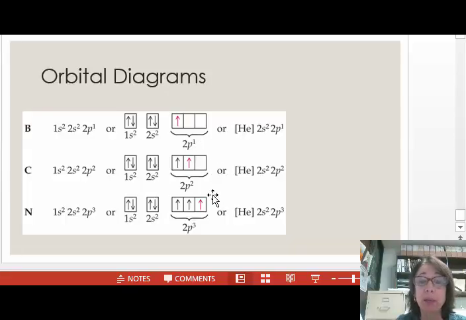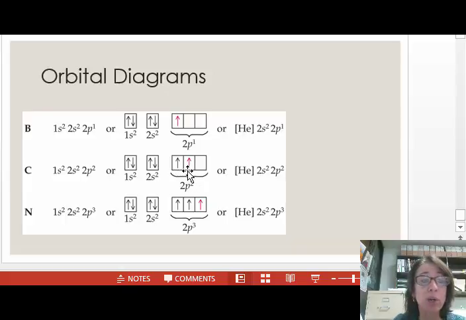Now let's look at the p subshell. Boron has one electron in the 2p subshell. This is also known as an unpaired electron. Carbon has two electrons in that 2p subshell. However, the second electron does not pair with the first electron.